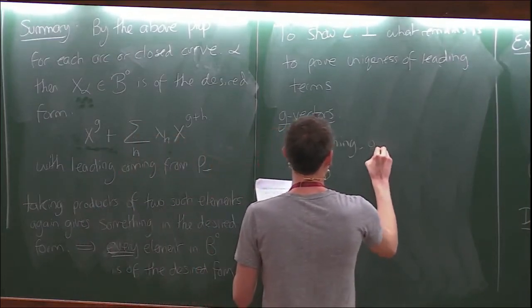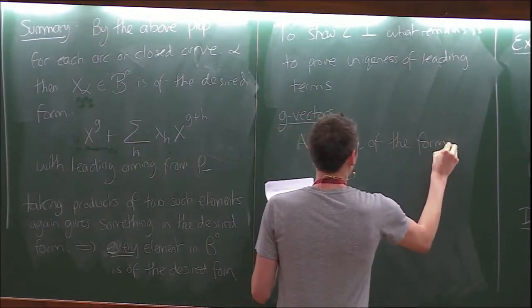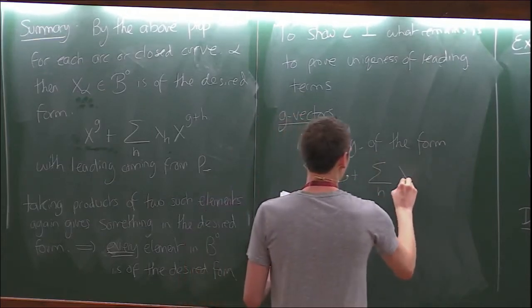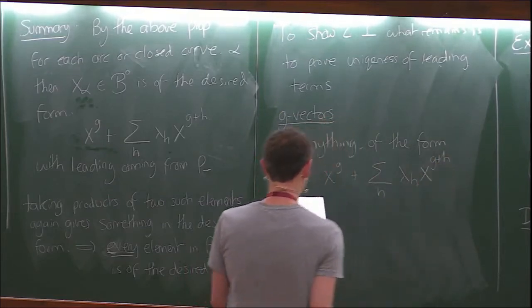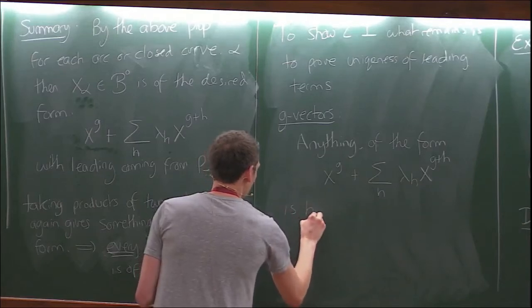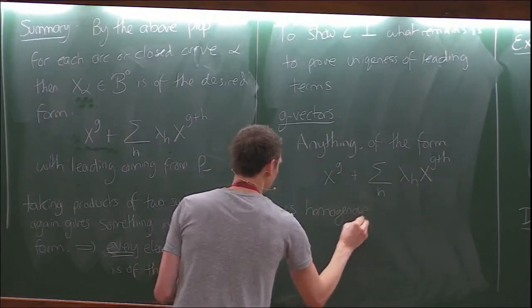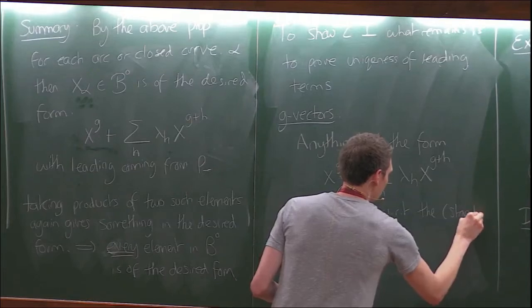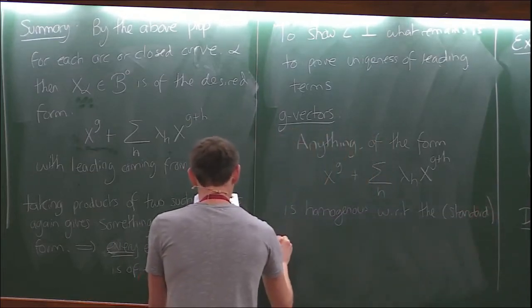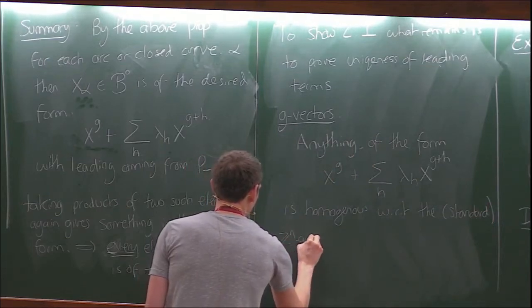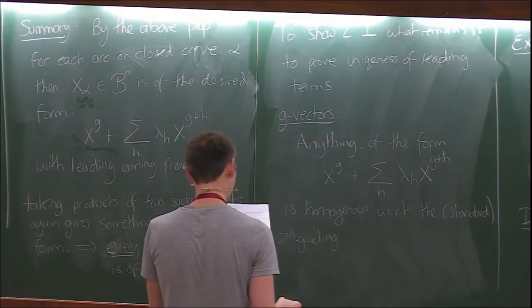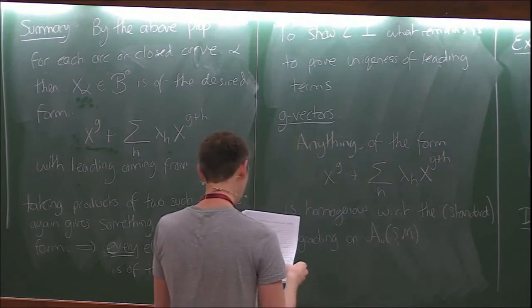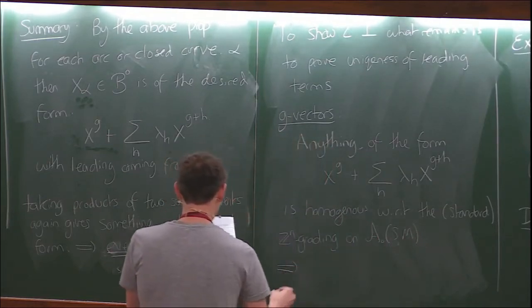So anything of the form x g plus the sum of columns in the extended exchange matrix is homogeneous with respect to the standard Zn grading that was introduced last week. So we have the notion of g-vector.